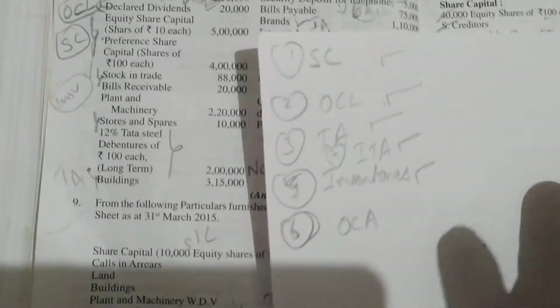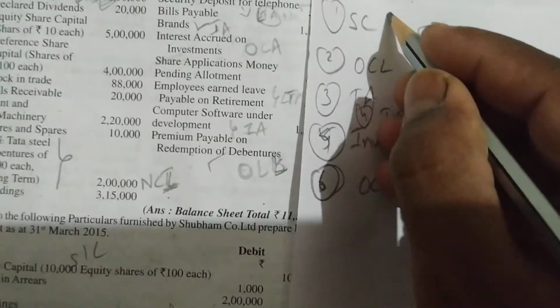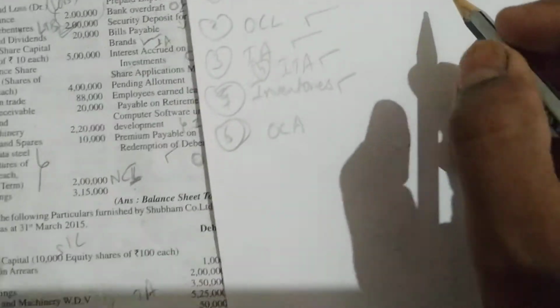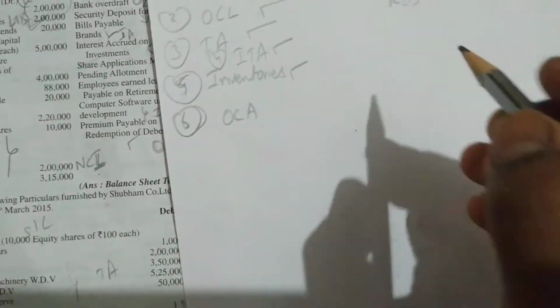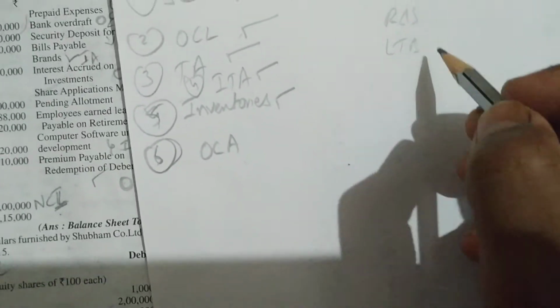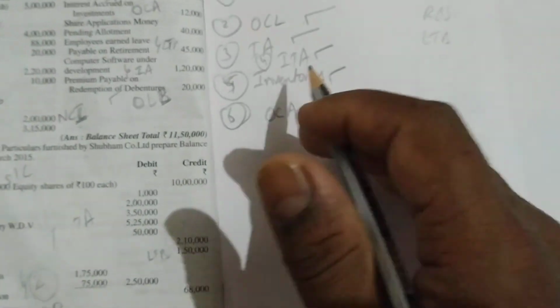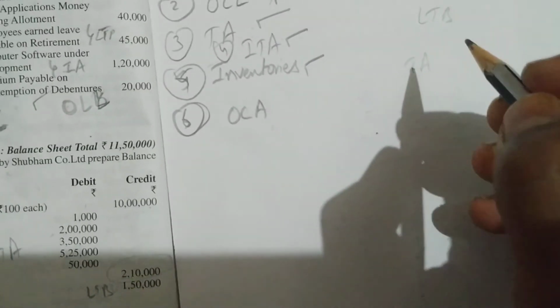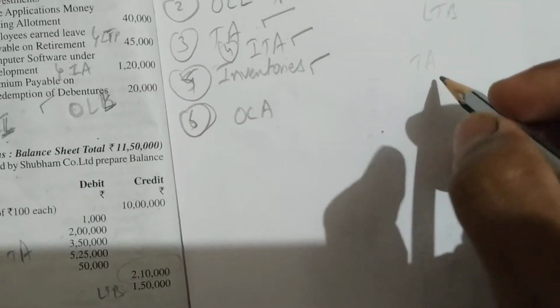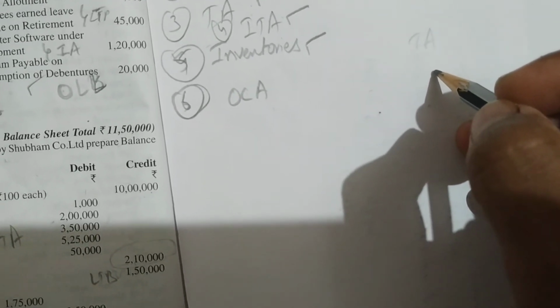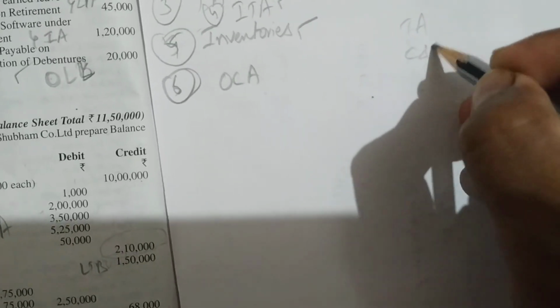So what all working notes do we have to prepare in this problem? Let me write. This is the eighth problem. This is the ninth one. In the ninth problem, you have to prepare first share capital, reserves and surplus. Next, long-term borrowings. These three you have to prepare for liabilities. Share capital, reserves and surplus, long-term borrowings. Then you have to prepare tangible assets. Then prepare cash and cash equivalents. That's it.